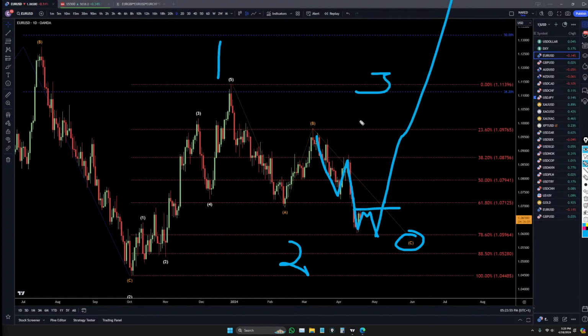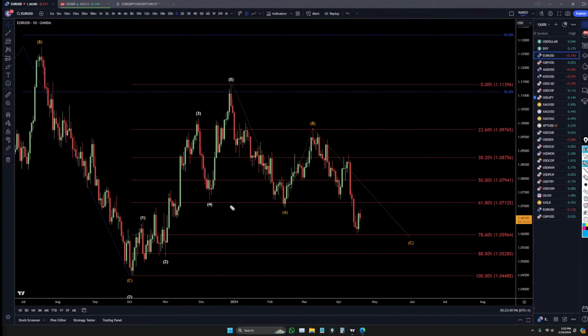Now, I know fundamentally that this should not happen, because the Fed's pretty much said that there's no chance that they're going to be lowering interest rates this year. But I don't really pay too much attention to fundamentals. I pay attention to the patterns on the chart. And guess what? I'm primarily looking for shorts right now.